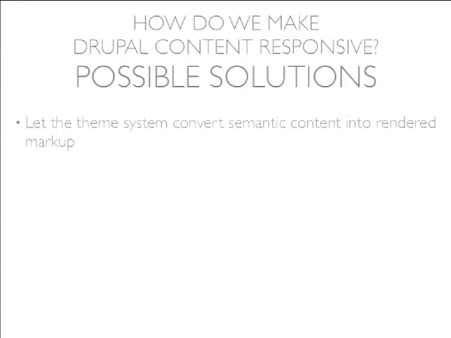Let the theme system convert the semantic content, understand the underlying idea of what is the content that I'm sticking into this basic page, and convert it into rendered markup for whatever I happen to need. If I need it for a website, fine. If I need it for a mobile app, fine. Any kind of device that we need.